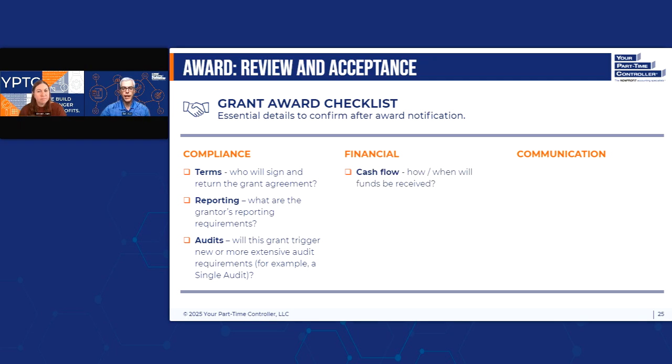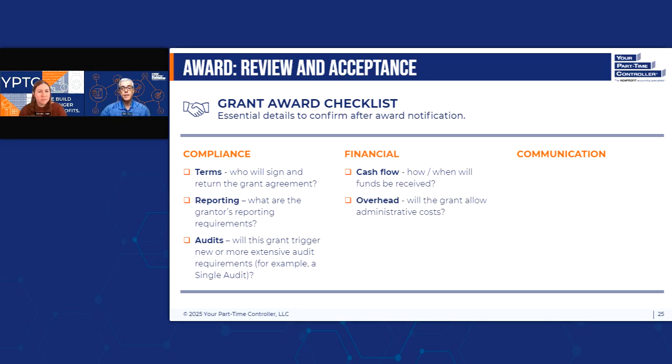Next, let's look at the financial. First, and super important, is cash flow. You need to understand how and when you will receive the funds. Tip, many grants operate on a reimbursement basis, meaning you'll need to cover upfront costs before getting paid. So you need to ensure your organization has the cash flow to manage this.